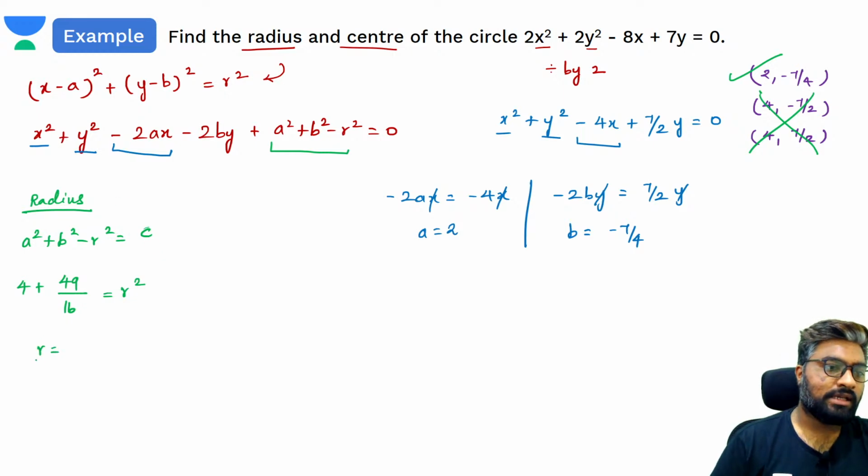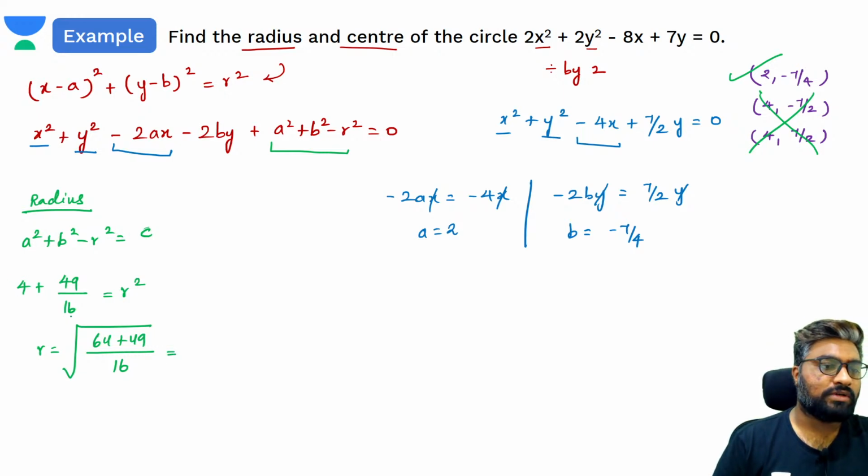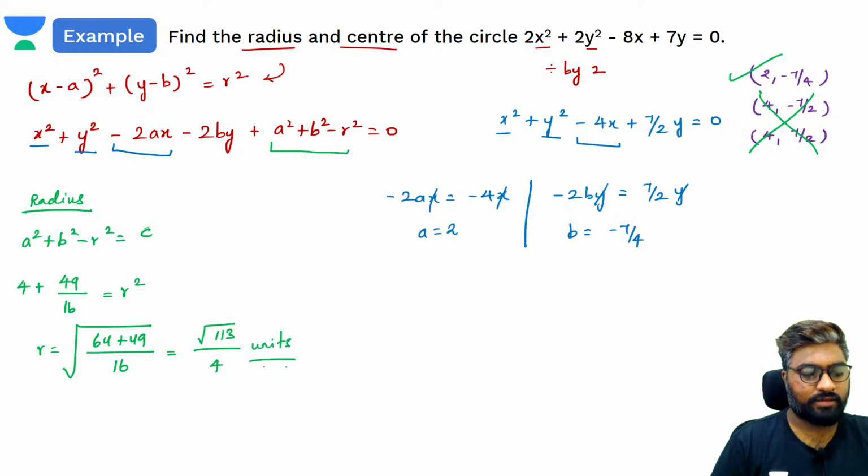तो what is your radius? Your radius is basically equal to 8 plus 7/4. 15/4 is your radius. Make sense? Everyone? Sorry. Whole square root है ना? My bad. Whole square root. So this is 64 plus 49/16, the whole root. Yes, 16 into 4, 64. So this gives us 113, root 113/4 units. Got it?